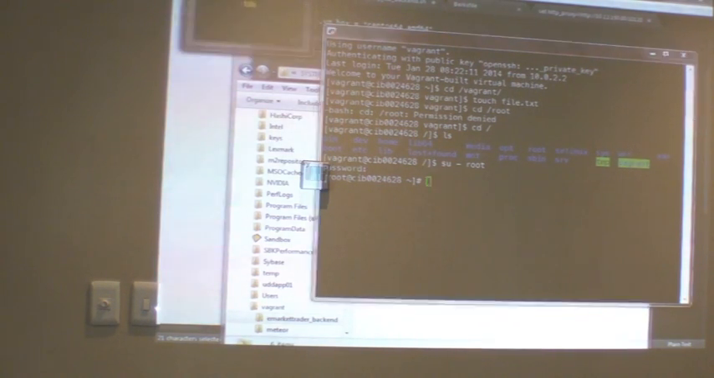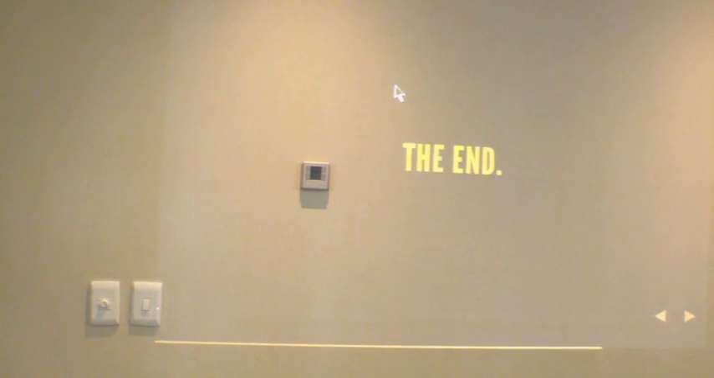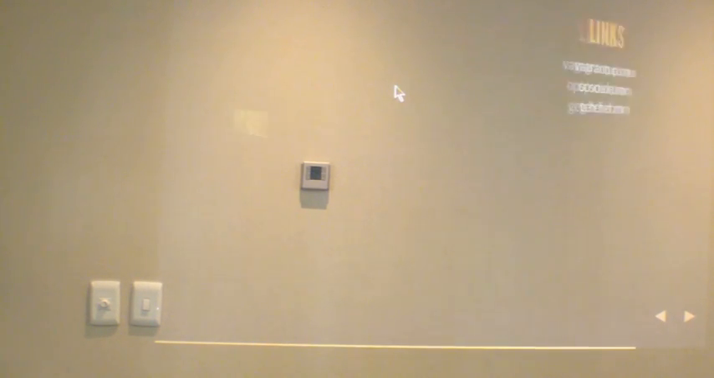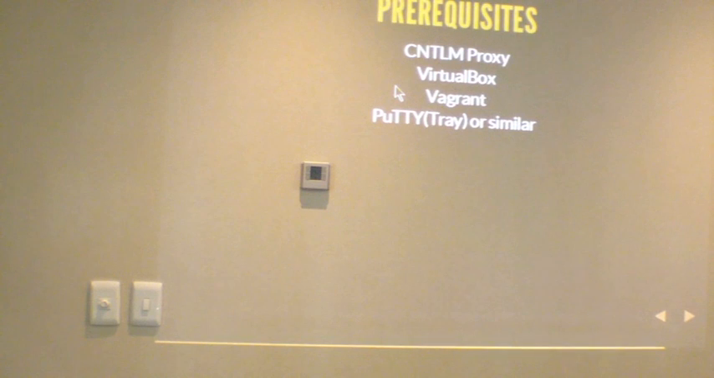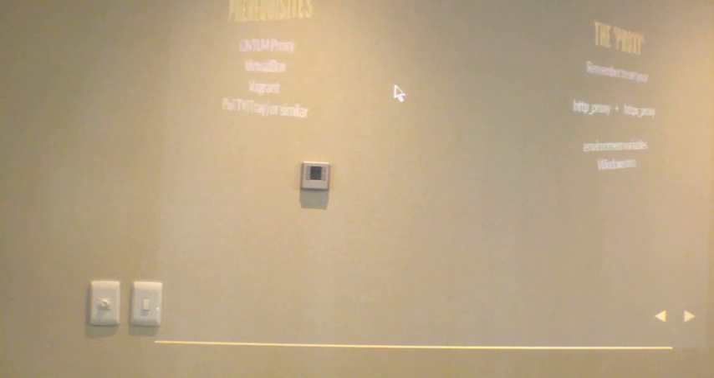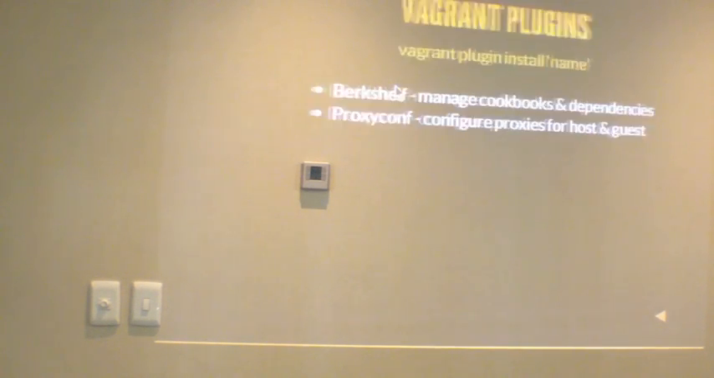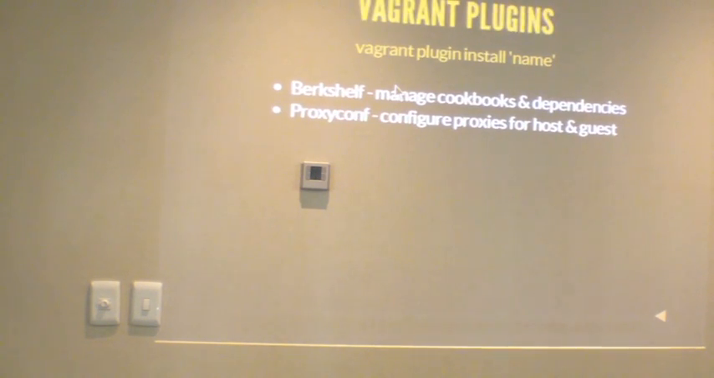Nice. The end. I've got a bit of an appendix here with the links, prerequisites, and proxy. This works seamlessly at home. Just here at the bank, you need to do some proxy magic. VirtualBox you need installed, Vagrant you need installed, and then Putty or whatever shell you like. And these are the two plugins I use.